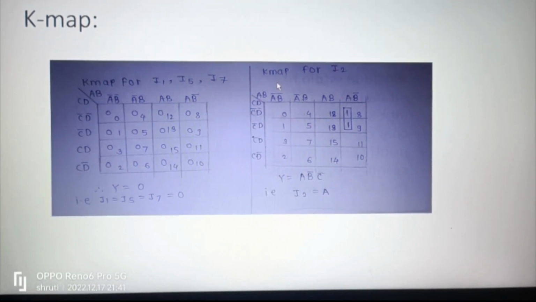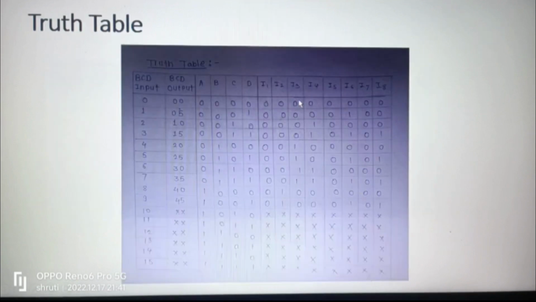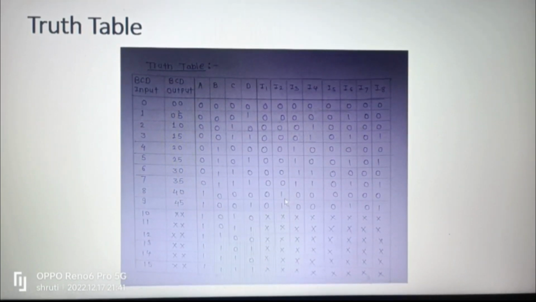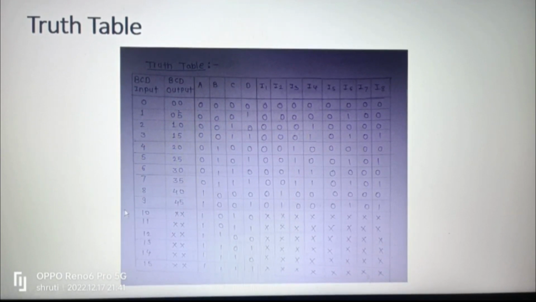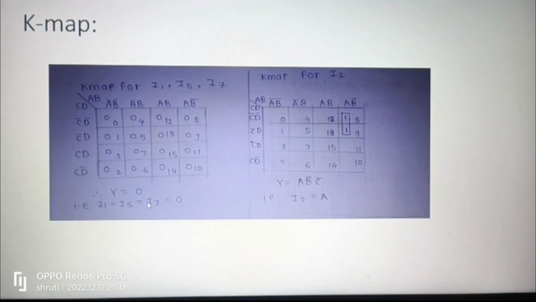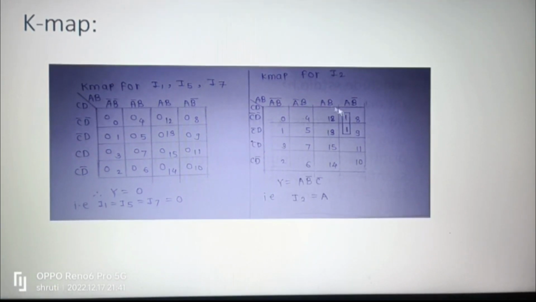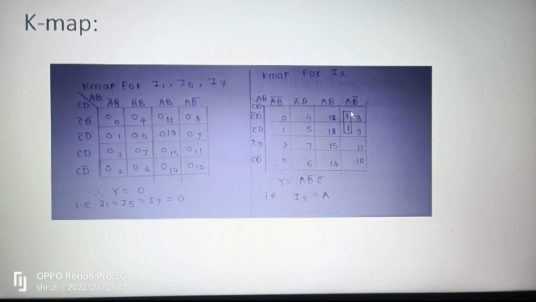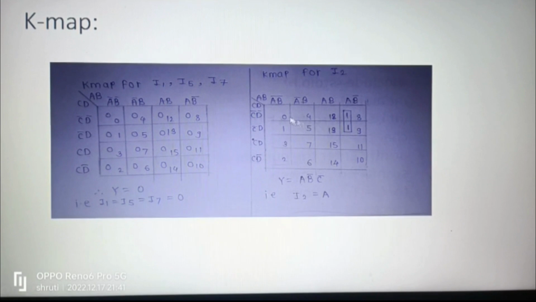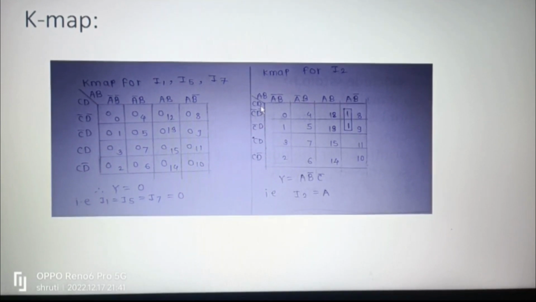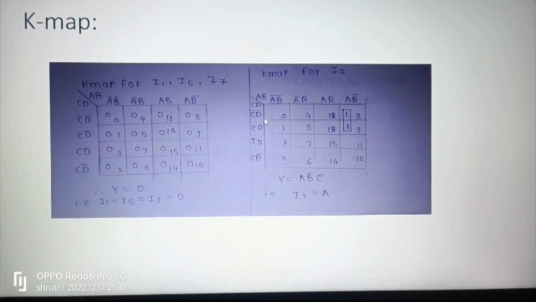So next we come to I2. The 1 entries here for I2 are at the 8 and 9 positions. So we will put 1, 1 in the K-map at 8 and 9, and we form a grouping. From this grouping we will find the equation: A B bar, and here the common term is D bar, so sorry, C bar, so it will become A B bar C bar.